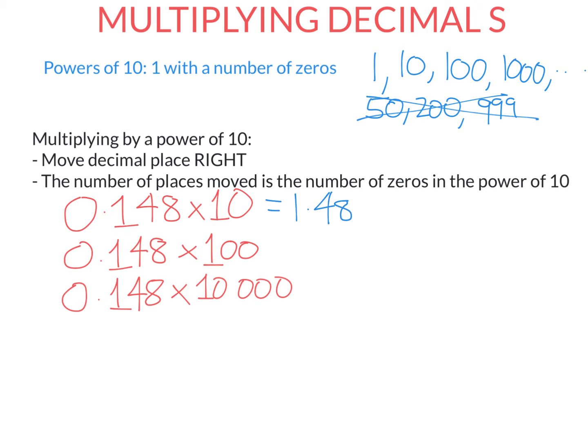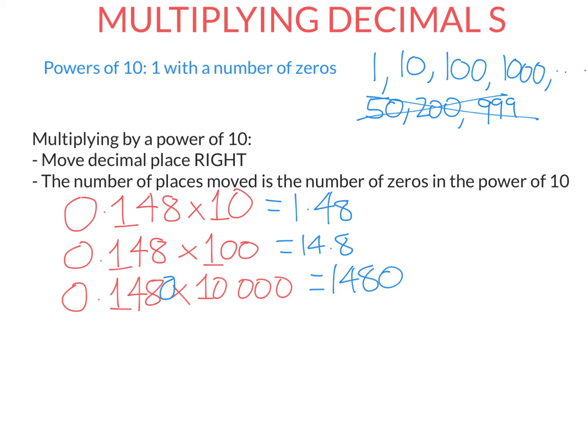If I'm timesing by 100, I move the decimal point 2 spots to the right. So then that makes it 14.8. If I'm multiplying by 10,000, there are 4 zeros. This is a power of 10. So I just move the decimal point 4 spots to the right. 1, 2, 3. Problem is I've run out of numbers. So what I need to do is add in a 0 here. So I move the decimal point 1, 2, 3, 4 spots here, and the number becomes 1480.